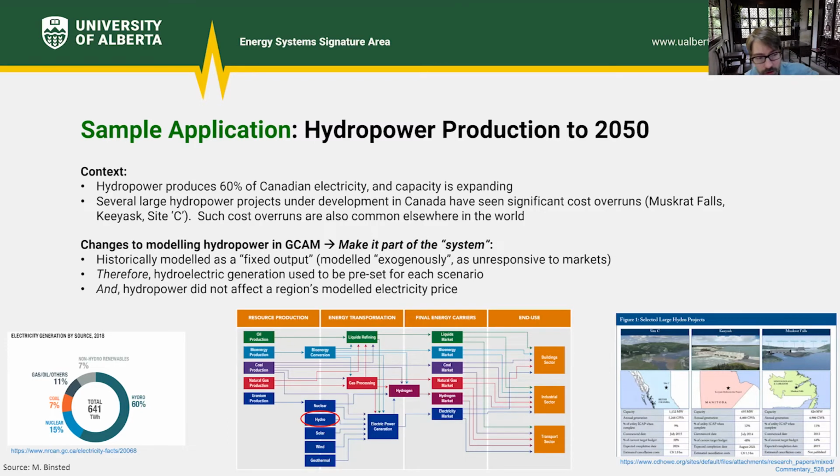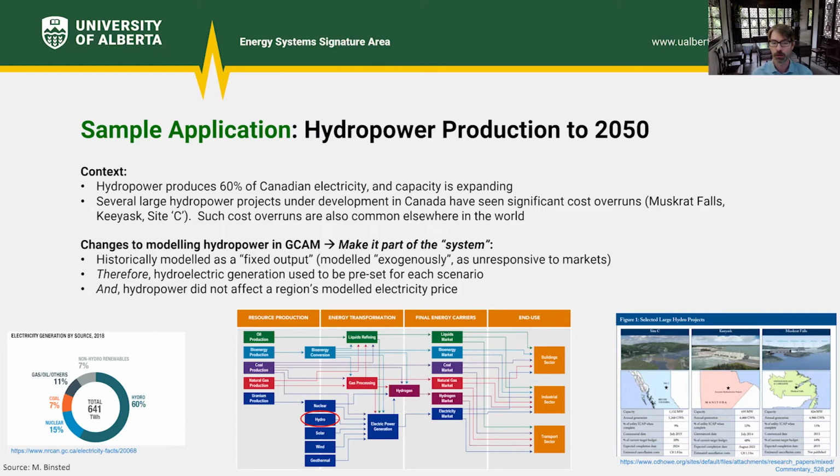And so what we did was we made some changes to modeling hydropower in GCAM. We made it part of the overall energy system. Historically in GCAM, hydropower has been modeled as what's called a fixed output. That means that we assign a certain amount of energy production from hydropower over the time period from 2015 through to 2100, and that just happens in the model. It doesn't respond to markets.